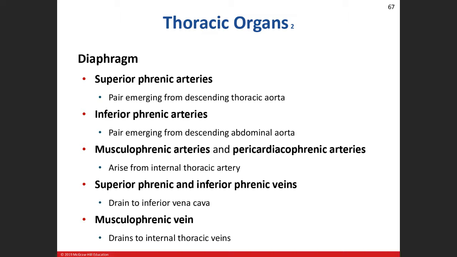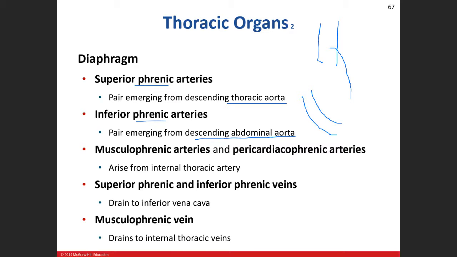As you can see here, tons of blood vessels supply the diaphragm. Superior phrenic, inferior phrenic. The superior phrenic comes down off of the thoracic aorta above the diaphragm. Then you have the inferior phrenic arteries, which come off of the descending abdominal aorta and move up towards the diaphragm.